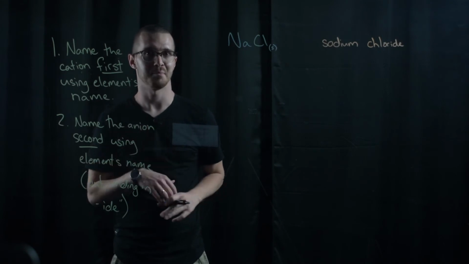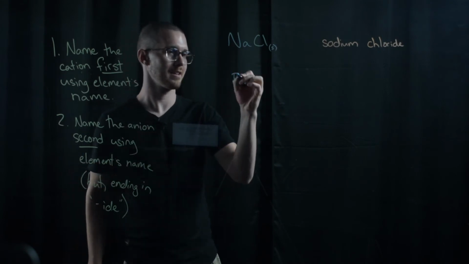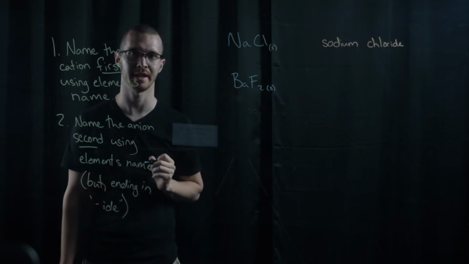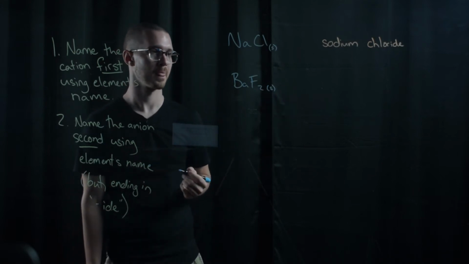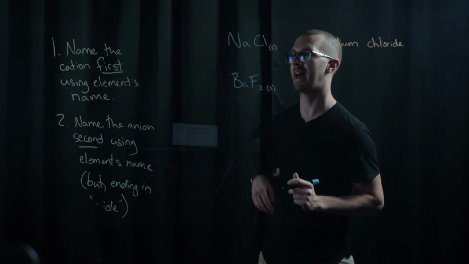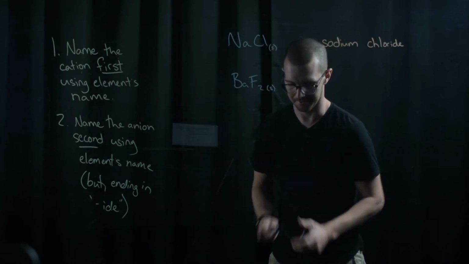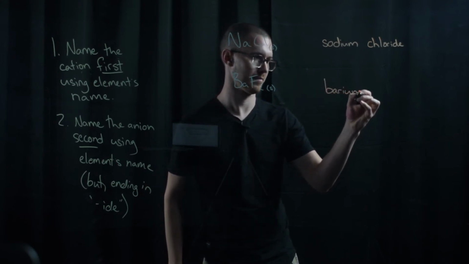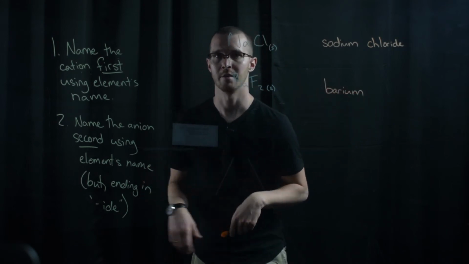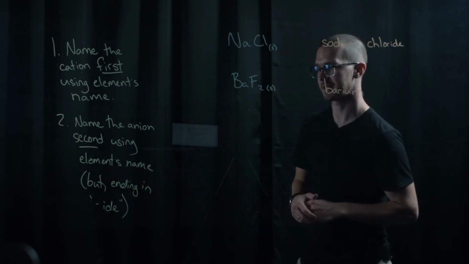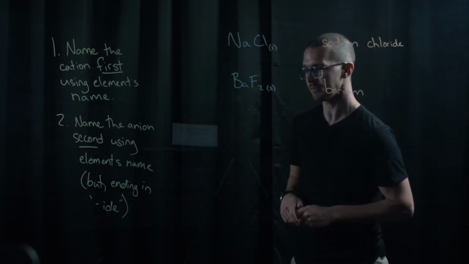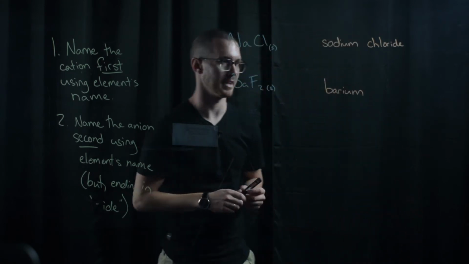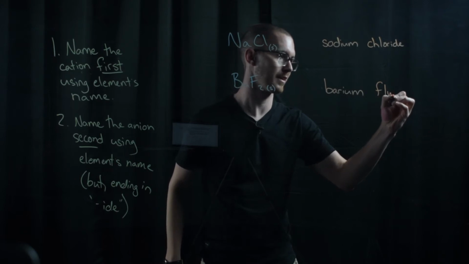So let's look at another example. Let's say we have BaF2. Now again, it's an ionic compound. It is solid at room temperature. So we need to start with our first rule, name the cation first. Well, what is that cation? That's barium. Then we move to our second rule, name the anion second. The anion is fluorine, and we're going to end it in "ide." So we call this barium fluoride.